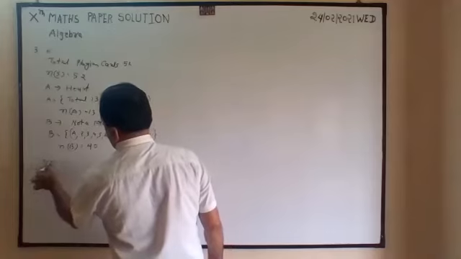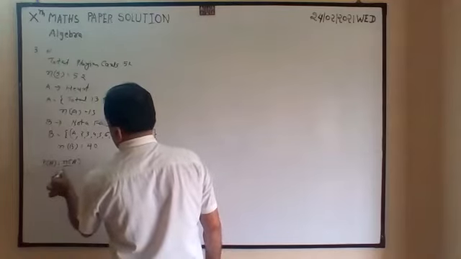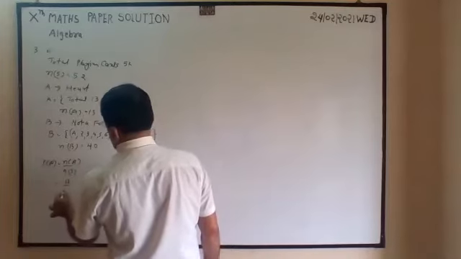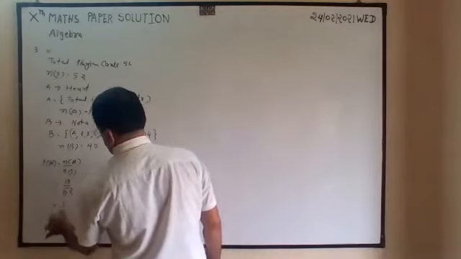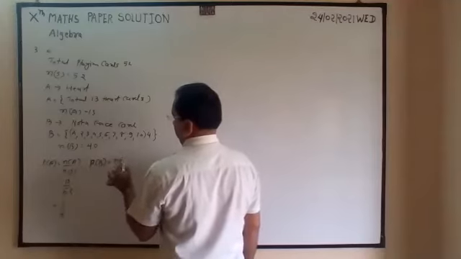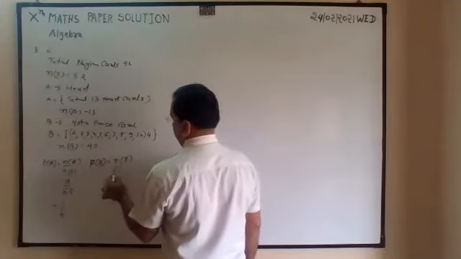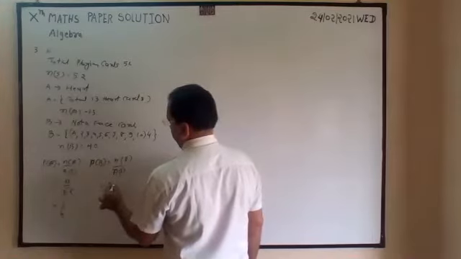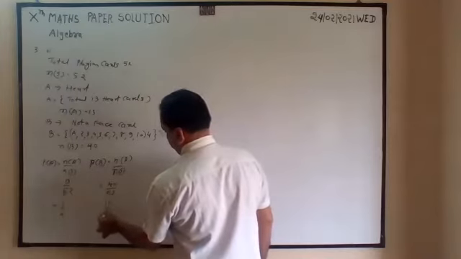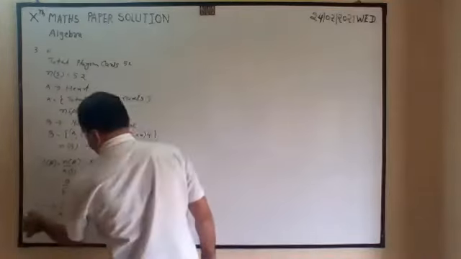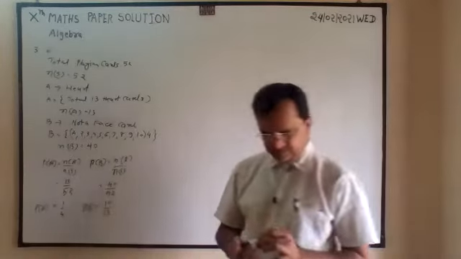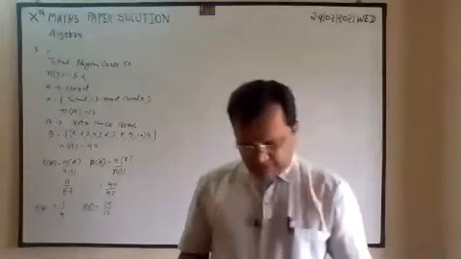So probability of A is number of A by number of S, that is 13 by 52, which is 1 by 4. Probability of B is number of B by number of S, that is 40 by 52, which is 10 by 13. This is probability of A, this is probability of B. Next question.